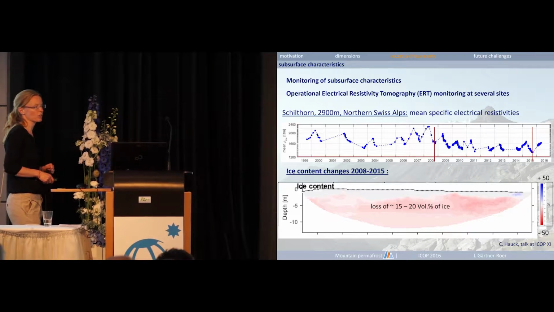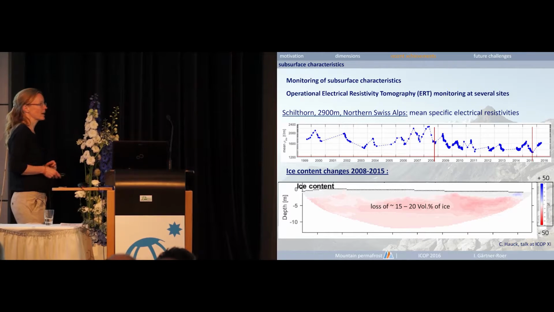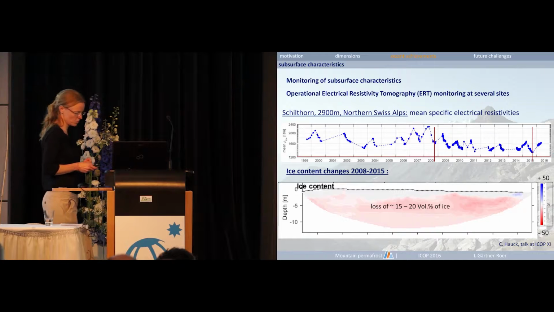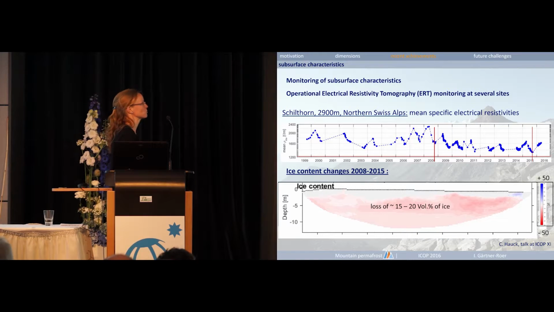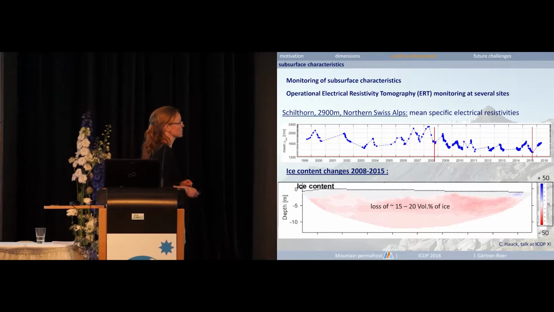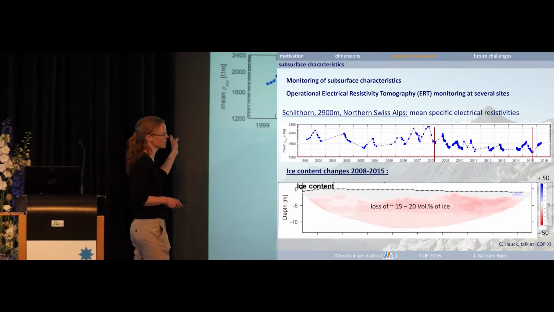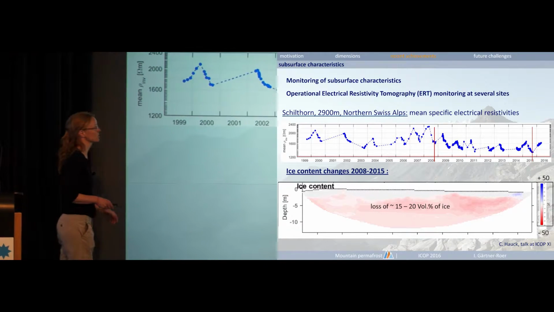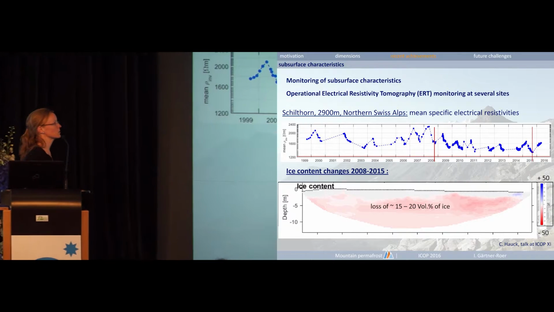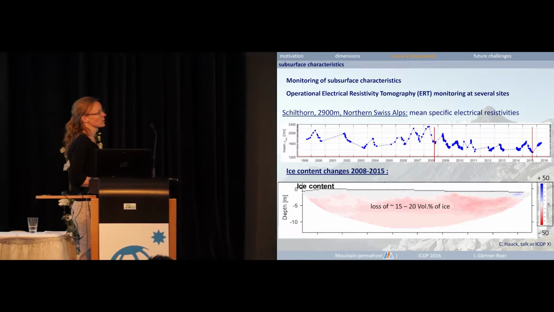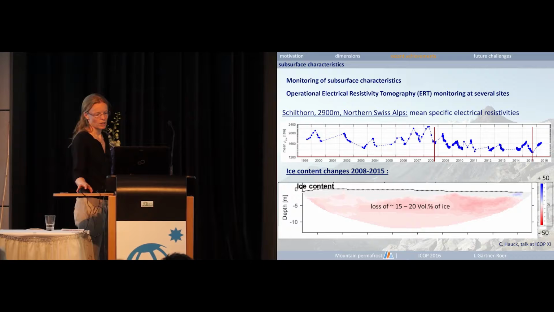So there's also electroresistivity tomography monitoring applied at several sites in the Swiss Alps. You see here the example from the Schilthorn, situated in the northern Swiss Alps. It's quite a long series from 1999 to 2016, and given here are the mean specific electroresistivities and the changes over time.